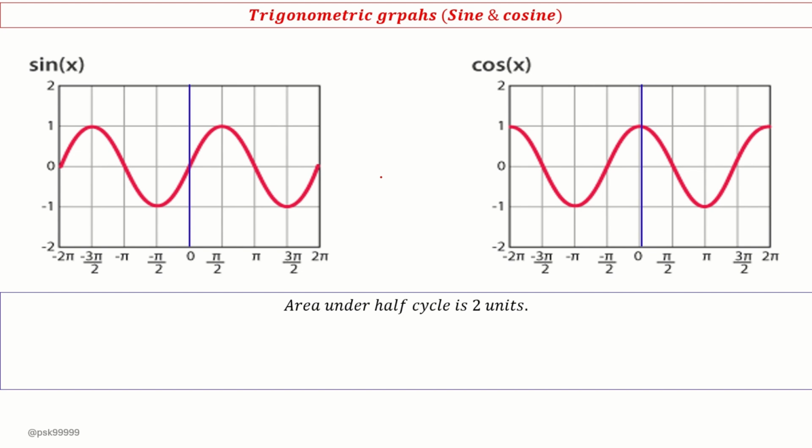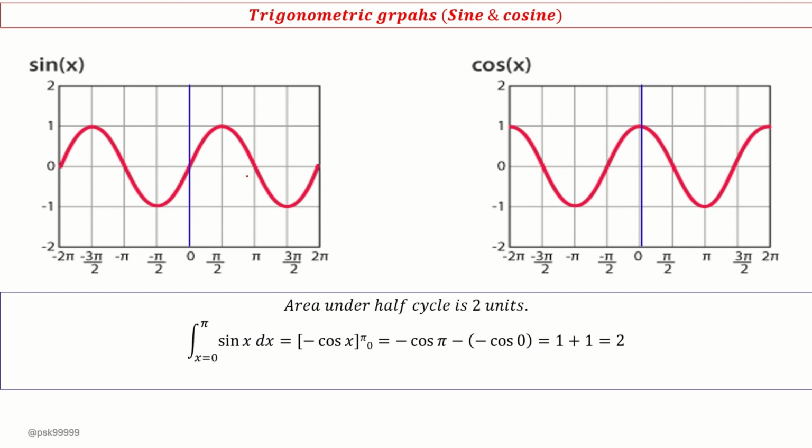One more important thing you should remember is that the area under a half cycle is 2 units. Half cycle means this part, from 0 to pi, this area. This area is 2 units. This is very easy to find out actually. It's not complicated, you only need to know integration. If you have not learnt integration yet, just see this. When you come back to review these chapters after learning integration, you will understand this expression very easily.